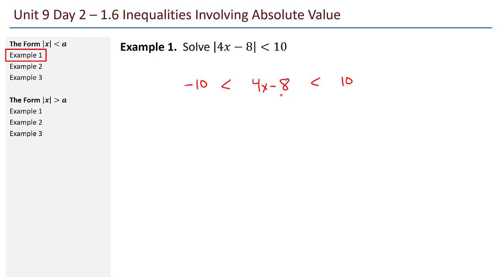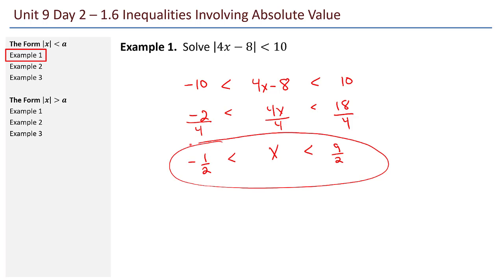I want to get x by itself in the middle, so I'll add 8 to all three parts. So negative 2 less than 4x less than 18. Then I need to divide everything through by 4. Dividing by 4 does not change the sign because 4 is positive, so I get negative 1/2 strictly less than x, strictly less than 9/2. That's good for a solution, and if you want to draw it on your number line, you could, or write it as an interval, you could too, but this is where we'll stop. We'll say that solves the problem.